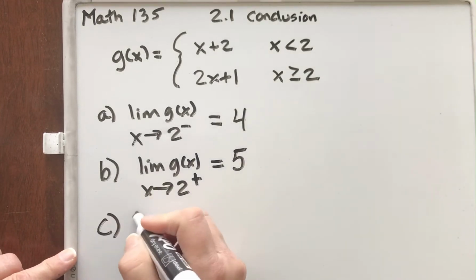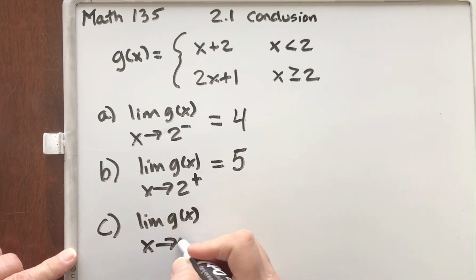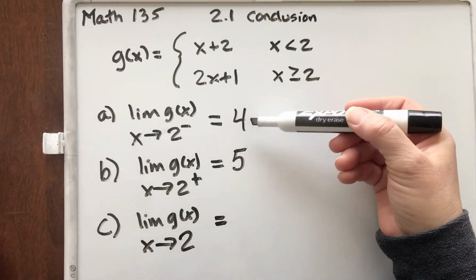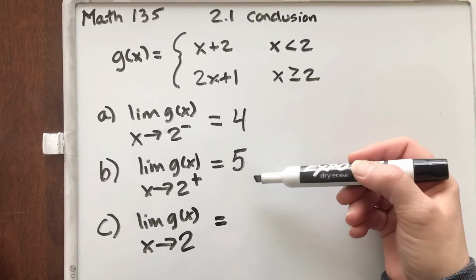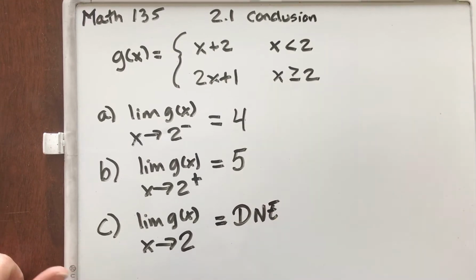If we take the limit as x approaches just 2, looking at the left and the right, they're different. So this does not exist. All right, let's do another one.